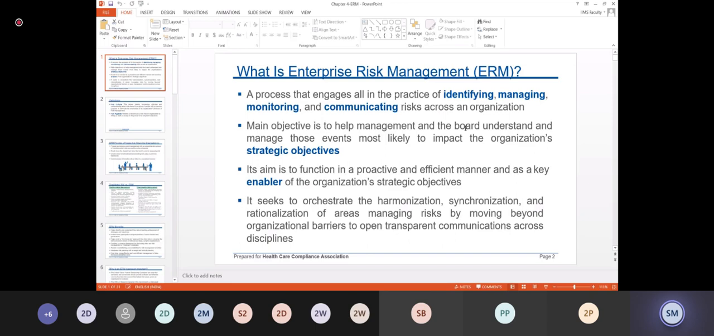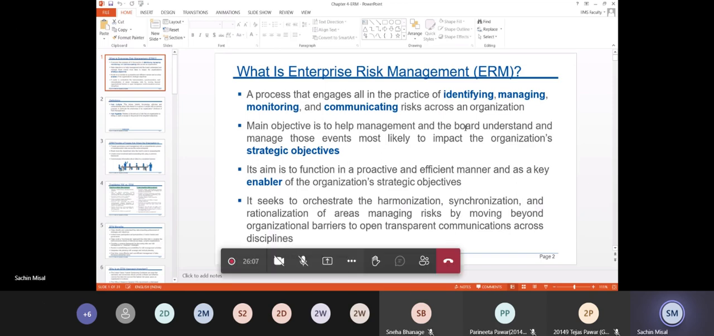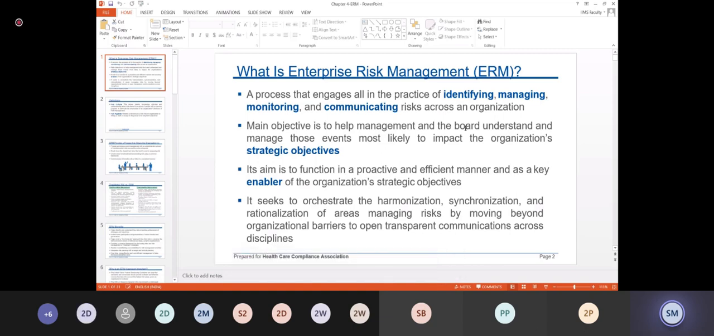Then, why is the compliance department well situated to facilitate an ERM approach? An ERM approach engages all workforce members in the practice of identifying, managing, monitoring and communicating risk across the organization, when we are doing this with regard to compliance risk in our compliance program.